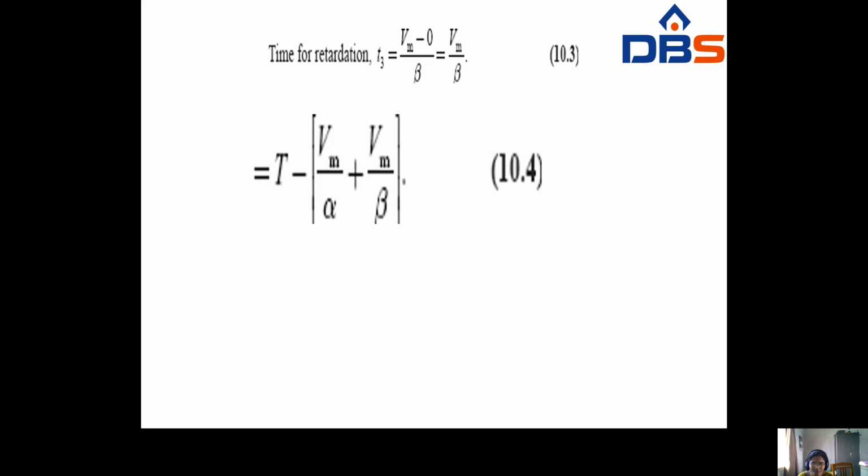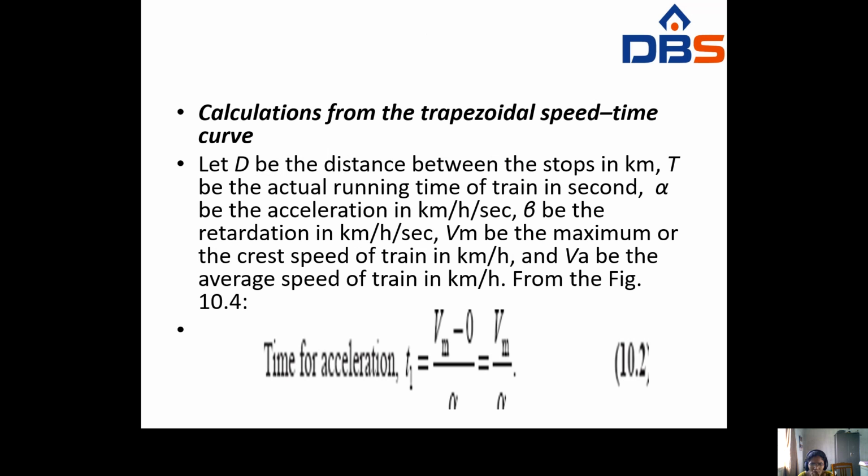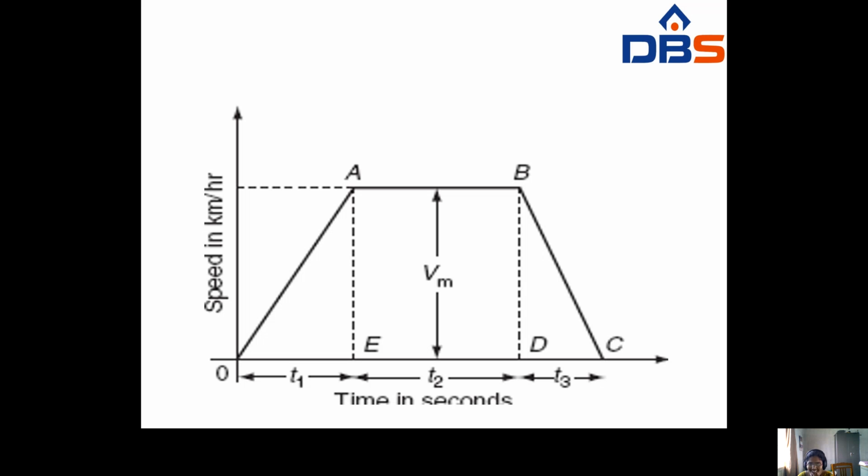The total time period of the train is given by T equal to T1 plus T2 plus T3. We know the T1 value, Vm by alpha, and the T3 value, Vm by beta. To get the T2 value, we write T2 equal to capital T minus T1 plus T3, where T1 is Vm by alpha and T3 is Vm by beta.